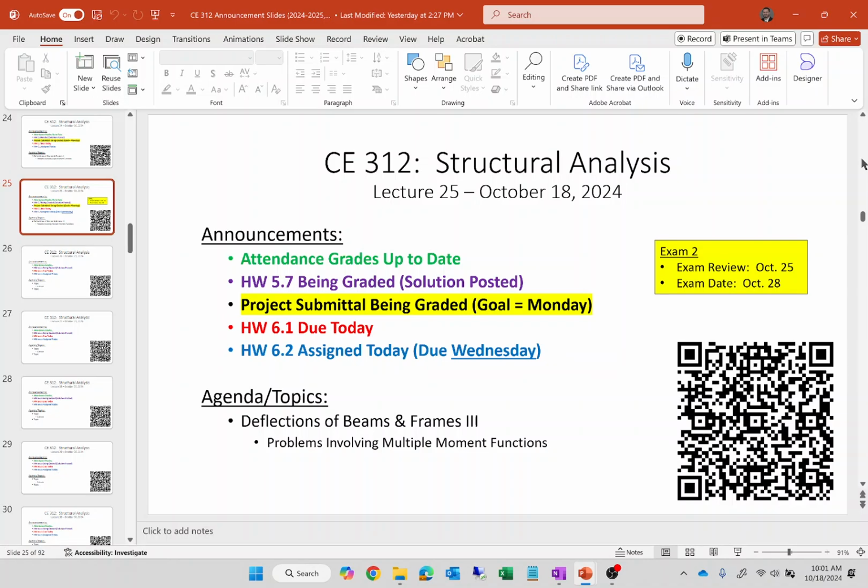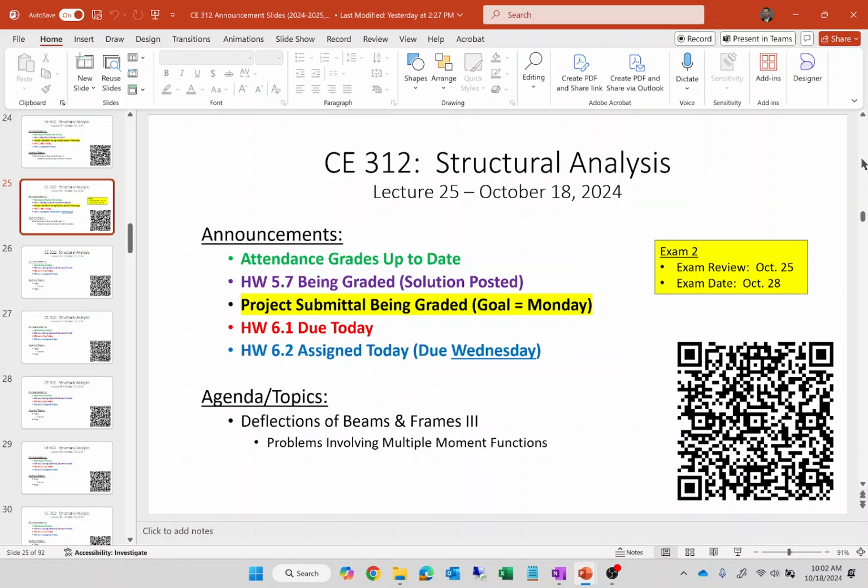Okay, all right. Lecture 25. I thought I would go ahead and make sure that we're all cognizant that we don't have an exam next week, but we have an exam the Monday after. So what we're going to be doing is we are on our third lecture on deflections on beams and frames. I am going to be assigning a homework today.